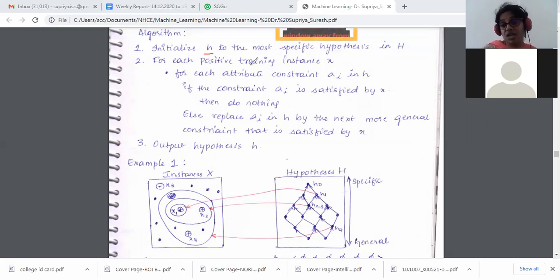For each positive training instance, yes, I only consider the positive training instance, X, for each attribute constraint AI in H. For each attribute constraint, the sunny value, the warm value, the normal, they are the constraints of AI in H. If the constraint AI is satisfied by X, do nothing, because if the value of H and the value of AI, both the values, are actually matching. So hypothesis H is basically A1, A2, A3, and so on up to A6 we have.